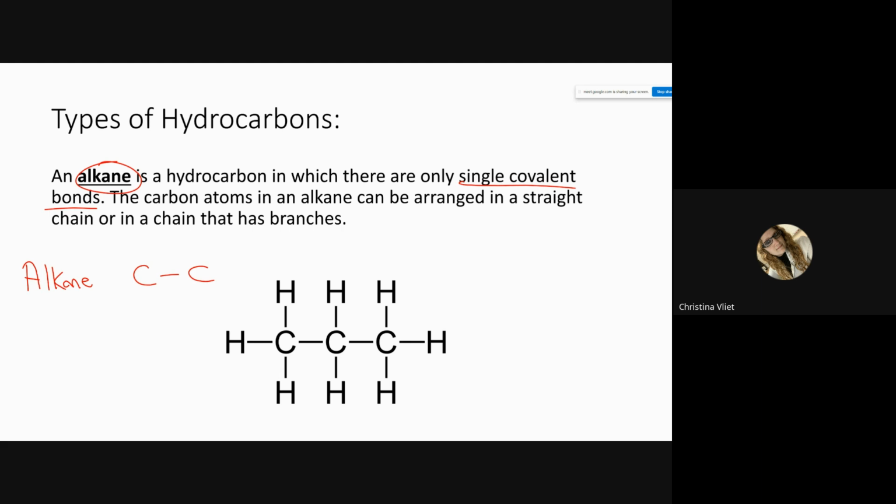There will actually be two other types of hydrocarbons, and I'm going to tell you them now, because although they come in a future lesson, you can memorize them together. The other two types of hydrocarbons are alkenes and alkynes.